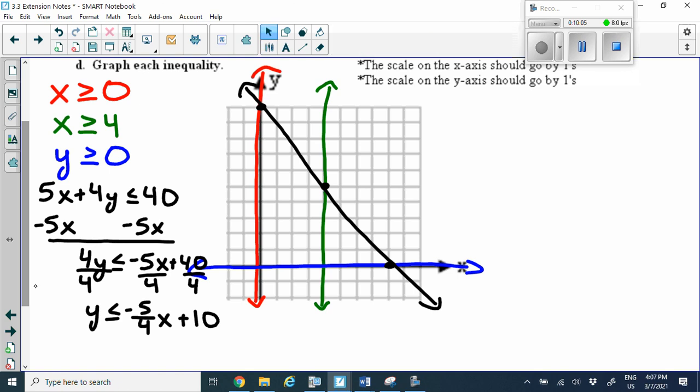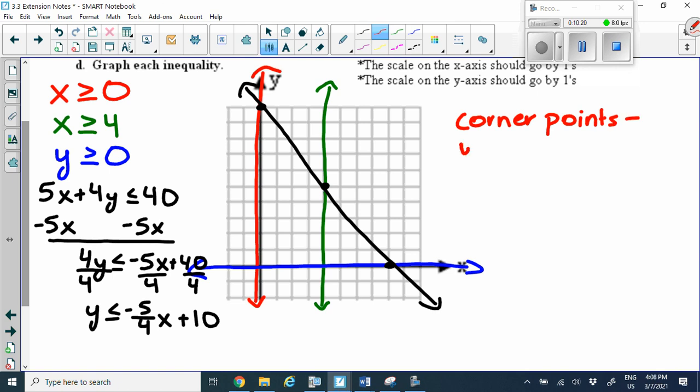So this is where basically when we have two or more lines, when they intersect, they're going to create corner points. I'm going to write that. So our corner points are where two or more lines intersect. Usually it's going to be probably just two lines, but it could be more.